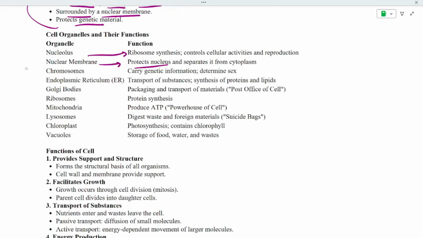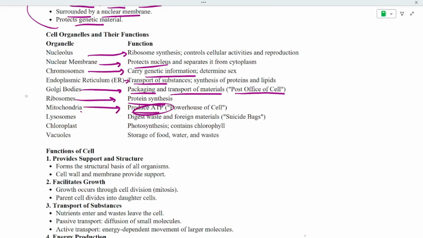protects the nucleus and is the outer membrane for the nucleus, and chromosomes carry the genetic information. Endoplasmic reticulum transports substances from one part to another, and the Golgi body is for packaging and transporting materials, like the post office of the cell. Ribosome is for protein synthesis, and next is mitochondria, which produces ATP, that is adenosine triphosphate, and next is lysosome, which digests waste and foreign materials.